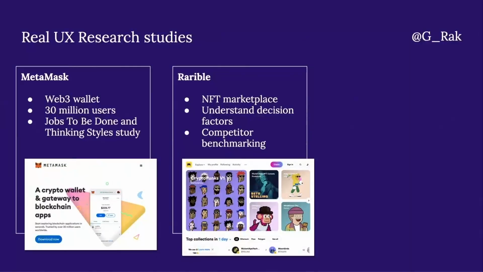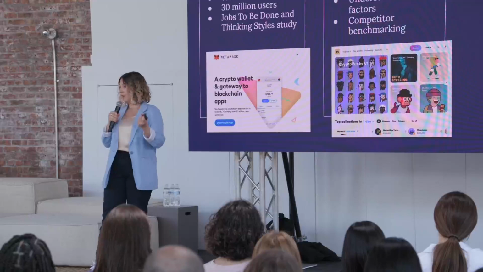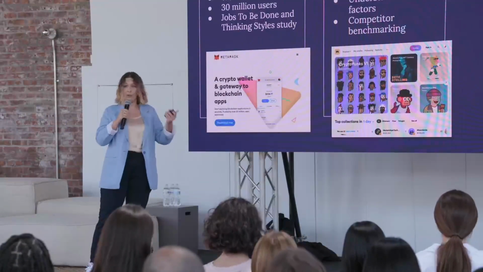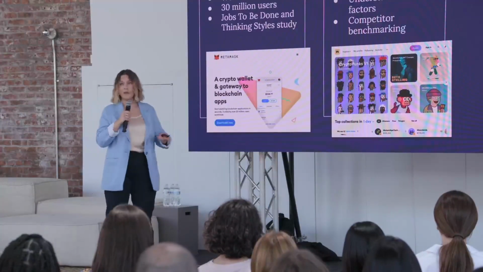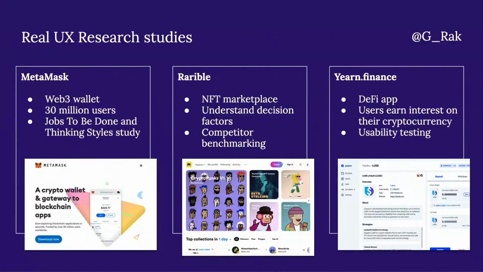Rarible is an NFT marketplace. It connects artists with collectors, and they wanted to understand how do these 2 groups make decisions, and how does our platform compare to the competition? So, not a very complex research need, but something absolutely vital to them as well. So the outcomes were some tactical UX improvements they could make and better understanding their users for things like product marketing as well. And the last one I'll talk about is Yearn Finance.